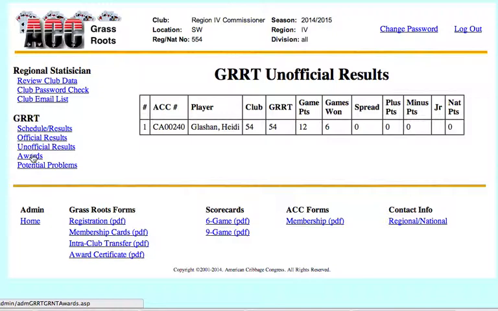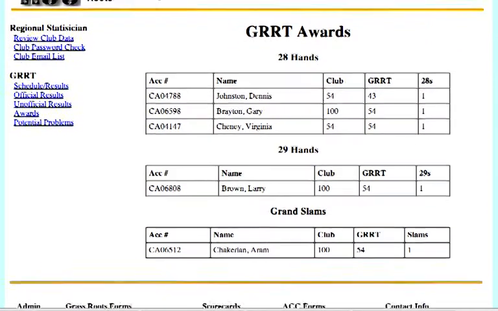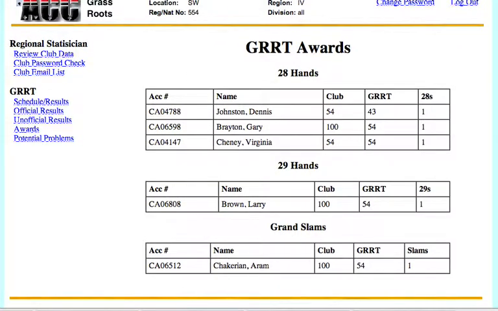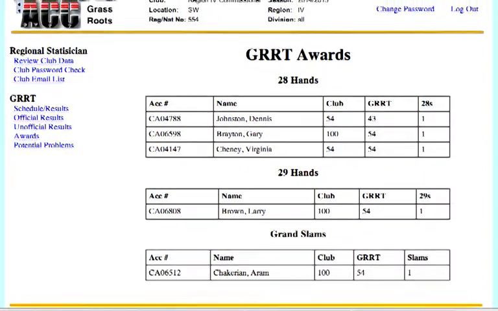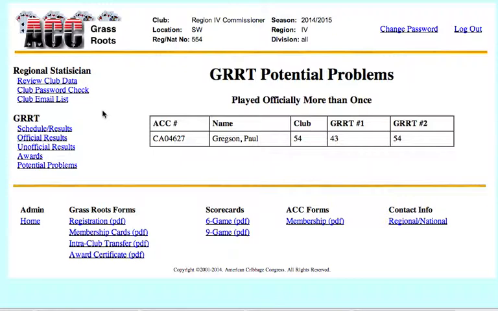And then you can click on awards, and this will show everybody who has earned an award in the regional. These are all the people who got 28 hands, 29 hands, and Grand Slams. This will all show up here with a count of how many they received. So this is a single place you can look to see all the awards across all the different local regionals.